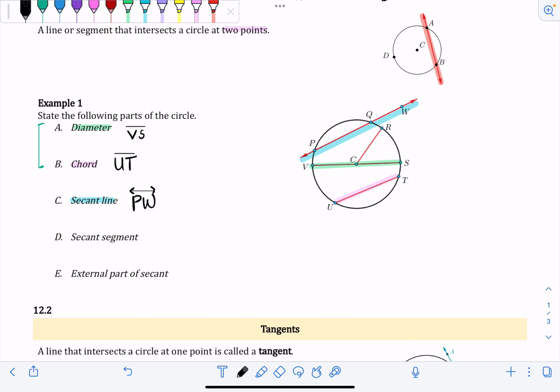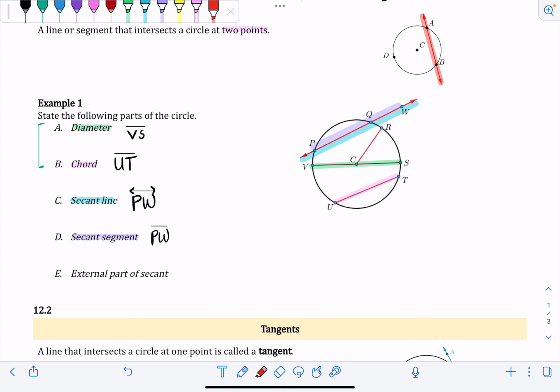Now here's a little bit of the silly part. A secant segment is a segment that starts at P and goes until W. I know it almost looks like the same thing, but again, a line is the one that continues forever, and the segment itself is just from P to W only. It doesn't continue on past that. So we would write it as PW with the line on top without the arrows to show that it's a segment.